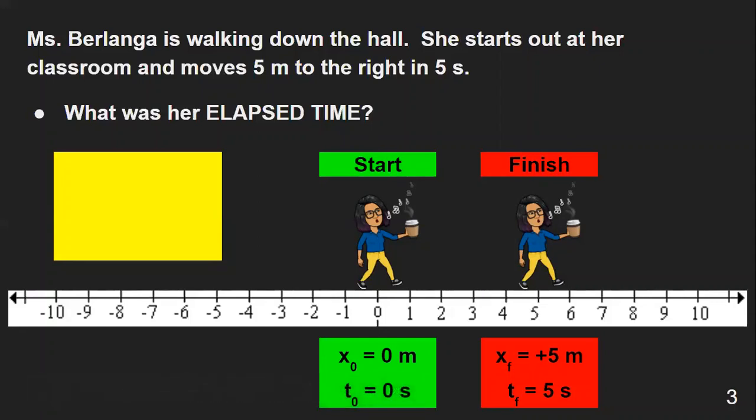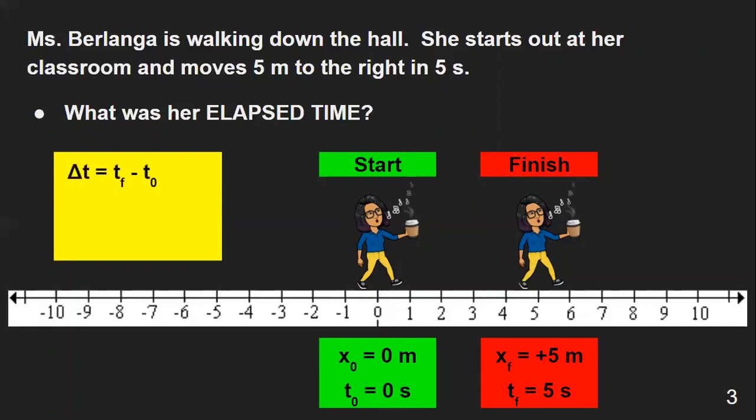So t naught, or the initial time, is going to be equal to 0 seconds the vast majority of the time, 99% of the time. Think about the fact that whenever you start a stopwatch, timing yourself or timing someone do something, you're always going to start at 0 seconds. Then the final time is 5 seconds.